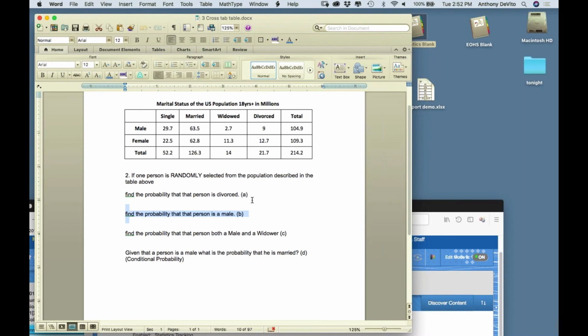What's the probability that a person is male in this population? Where am I going to find that information? Let's see. Yeah, we're looking over here, where we have the totals for male and female. So the probability that they're male is 104 over 214.